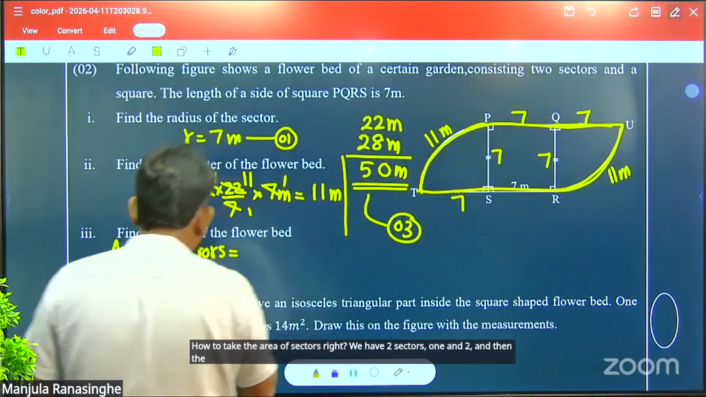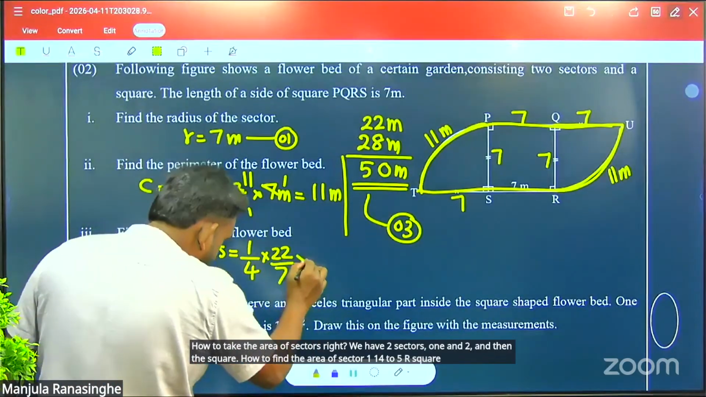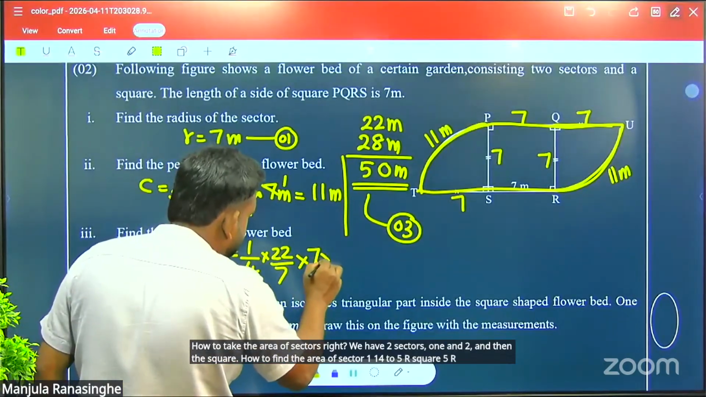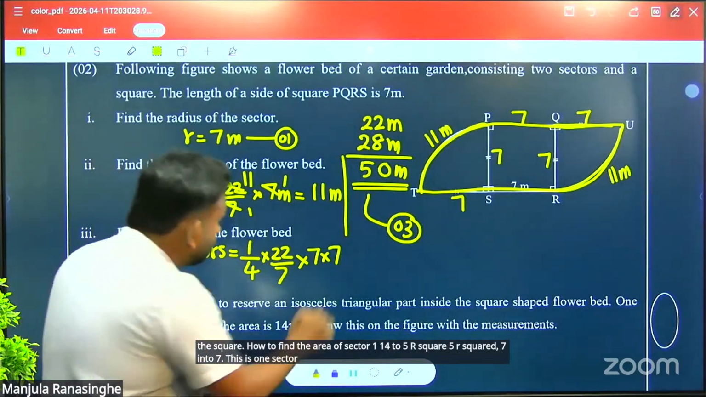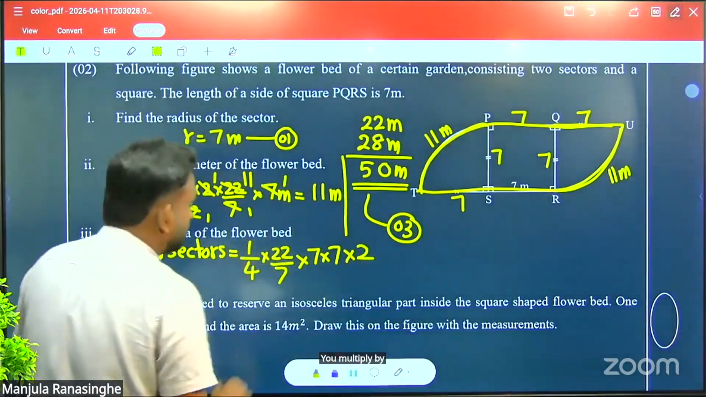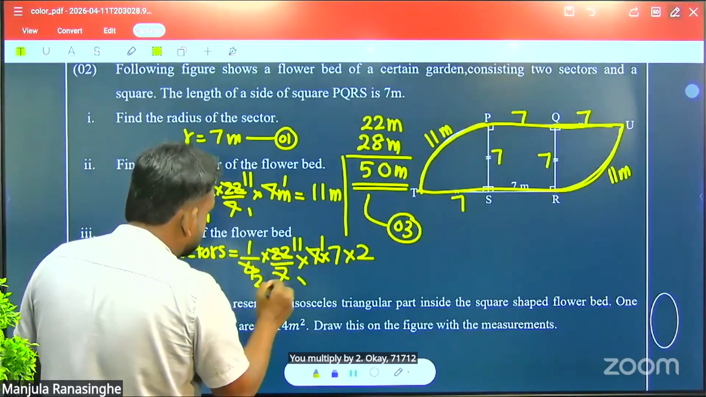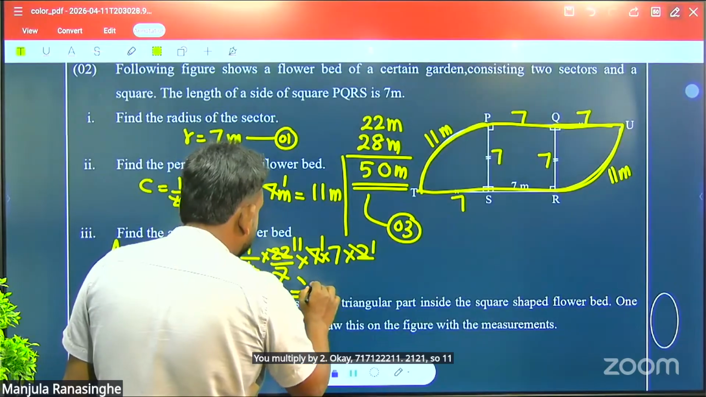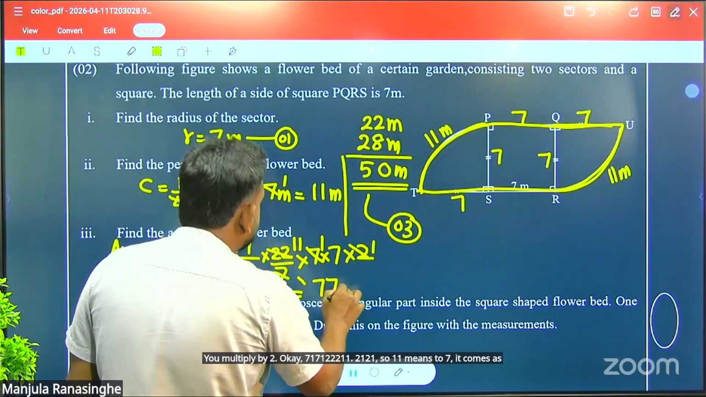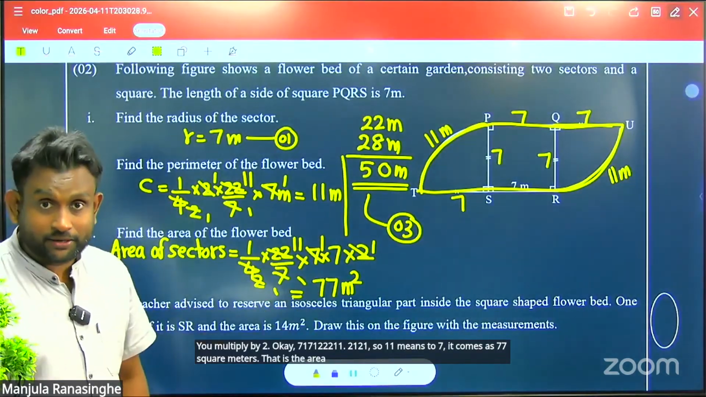How to find the area of a sector? 1/4 of πr squared, where r squared is 7 into 7. This is one sector, and we have 2 such sectors, so you multiply by 2. Okay, with π as 22/7, 7 and 7 simplified, 2 and 2 simplified, 11 and 7, it comes as 77 square meters. That is the area of the two sectors together.